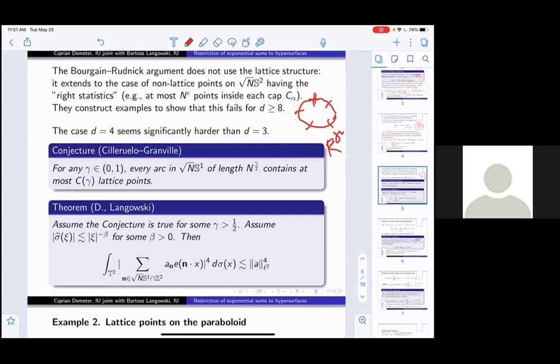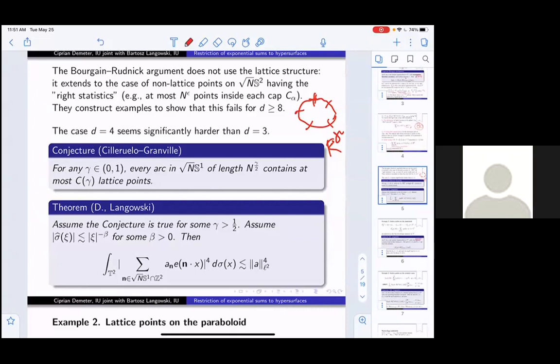Cilleruelo and Córdoba have proved that if gamma is less than 1/2, then you have the same result: O(1) many points independent of R. And Cilleruelo and Granville have made the conjecture that, in fact, for any arc of length R to the power gamma, as long as gamma is strictly less than 1, you'd still have at most a fixed number of points that depends on gamma, but is independent of R.